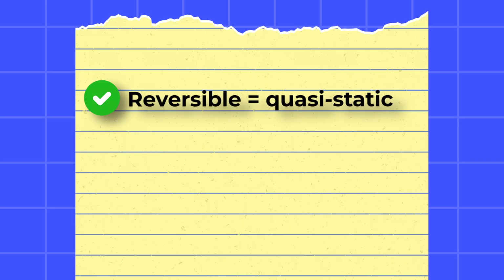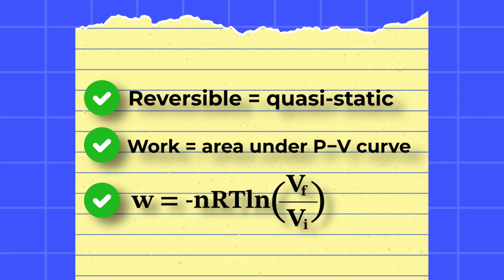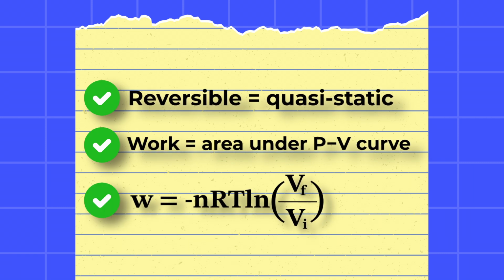Here's a mini checkpoint. You now have the big picture. Reversible means quasi-static. Work is the area under the path, and you have the isothermal reversible work equation ready to use.